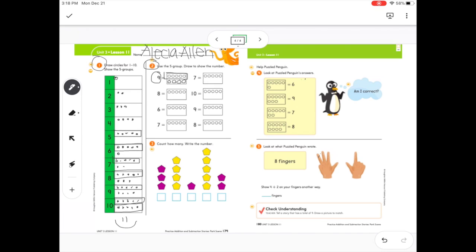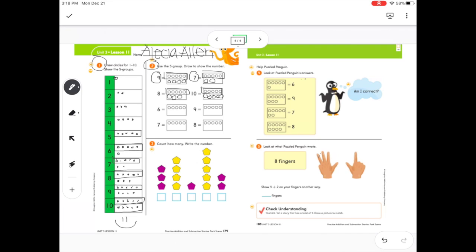Perfect. Next, I'm trying to get to 7. I know that this is already a 5 group, so I'm going to count on 5, 6, 7. Easy peasy. Next, we're getting to 8. 5, 6, 7, 8. Next is 10. 5, 6, 7, 8, 9, 10.